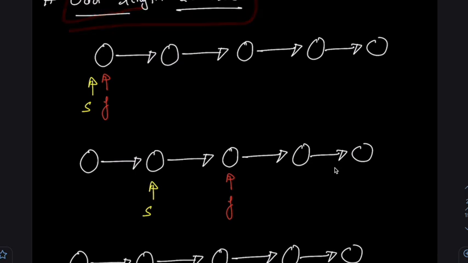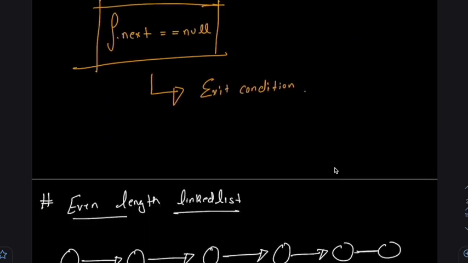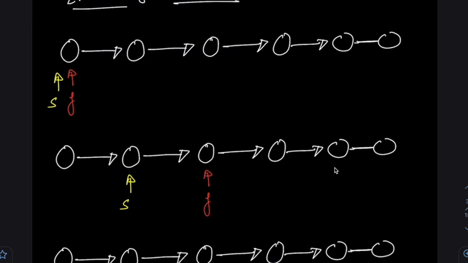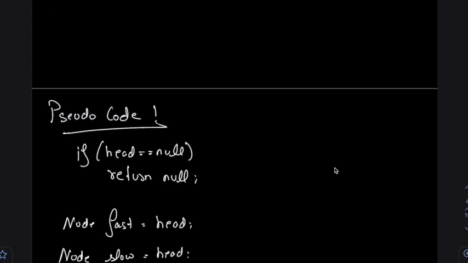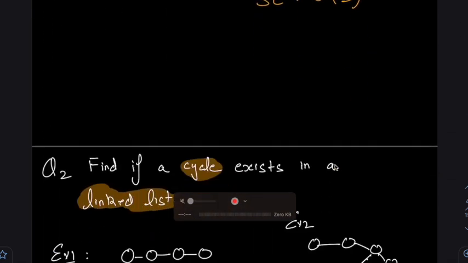If there is an odd length linked list, how slow and fast work there. Slow and fast basically mean my slow pointer moves one step at a time, my fast pointer moves two nodes at a time. That's it. And then we got to understand how we can find the middle node in an odd linked list, in an even linked list. And then we went on to check out the pseudocode.